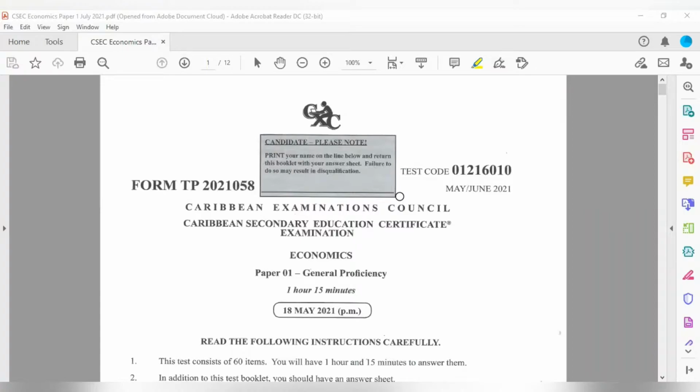An exam has finished today, the 13th of July. So let's get into the paper.